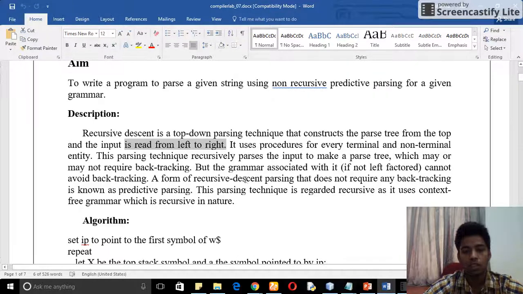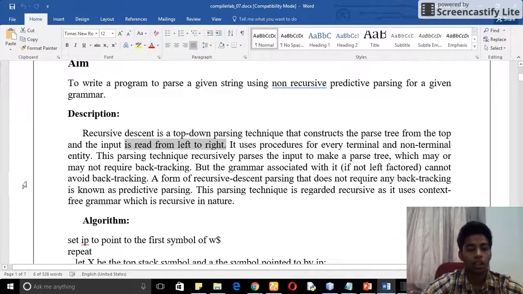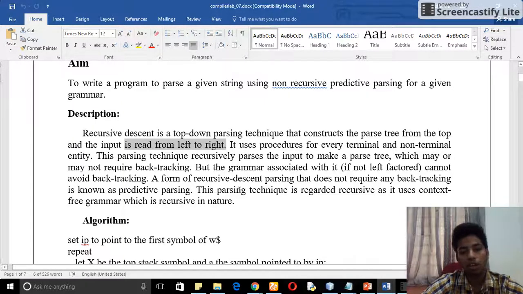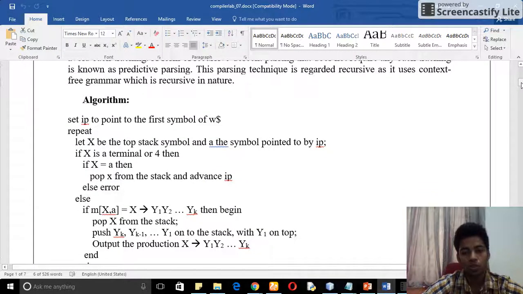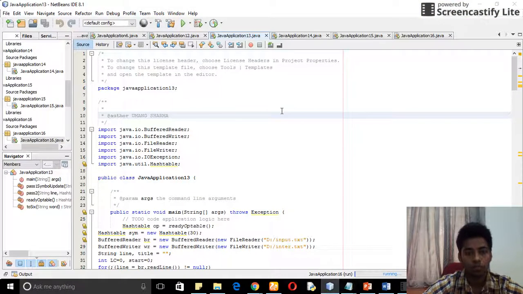A form of recursive descent parsing that does not require any backtracking is known as predictive parsing. This parsing technique is regarded as recursive as it uses context-free grammar, which is its parsing nature. I'll tell you the algorithm I actually use for this experiment.